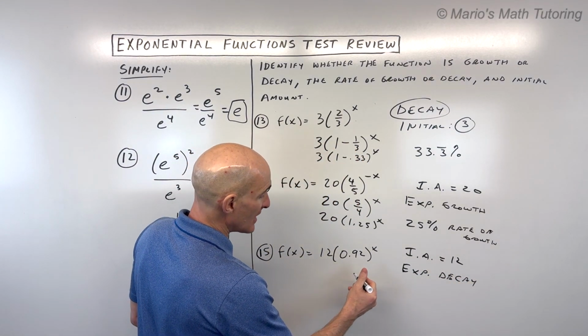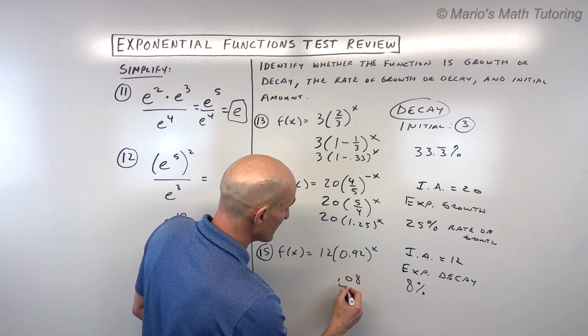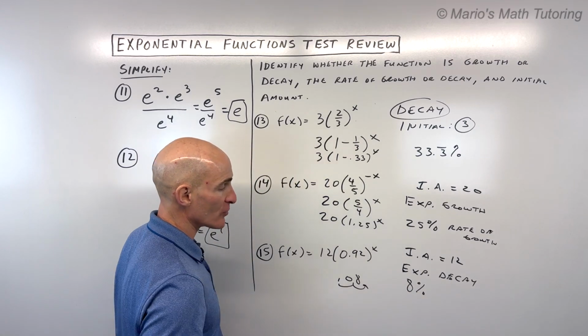0.08 as a percentage, that's going to be 8%, right? So 0.08, you move that decimal 2 places to the right and convert it to a percentage.